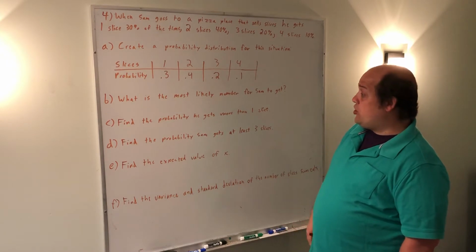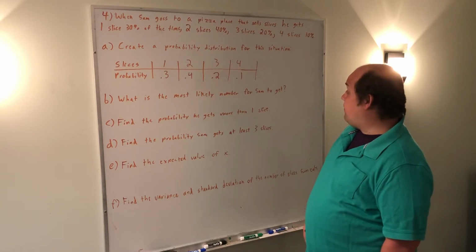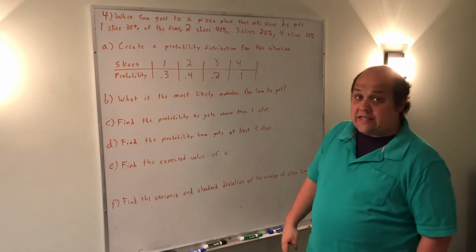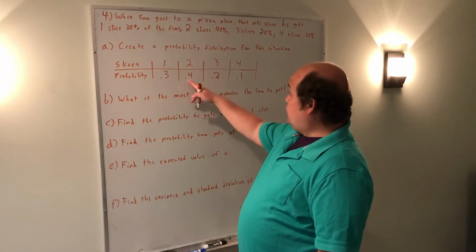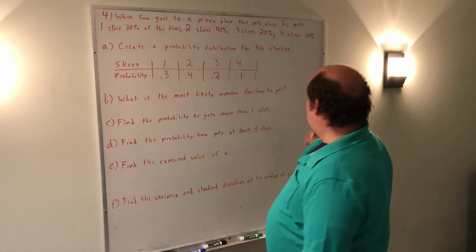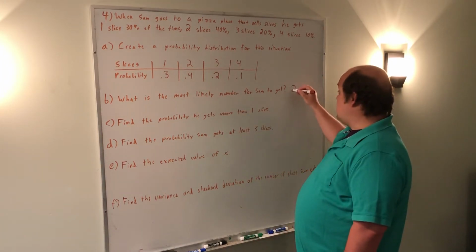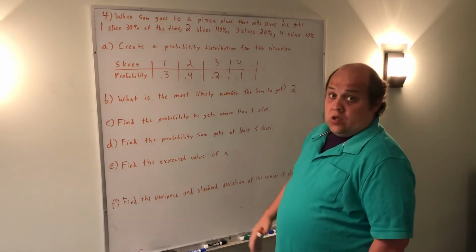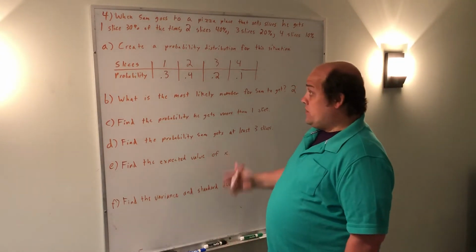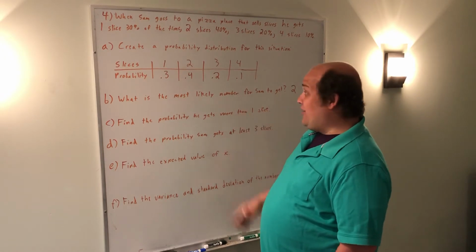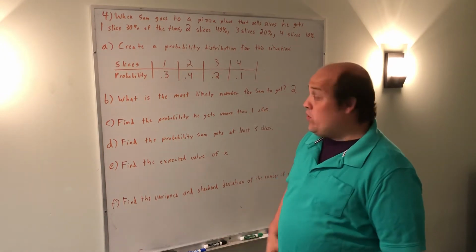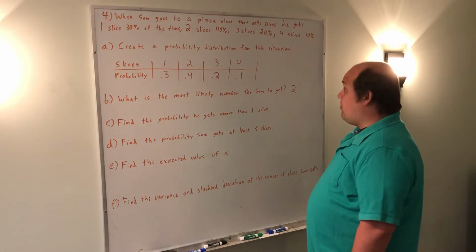When I'm asked a question like, what's the most likely number for Sam to get? Here all that's saying is which number of slices has the highest probability. Since 2 has probability 0.4, the most likely number for Sam to get is 2. Also, I could say that 2 is the mode of this distribution. So we don't really normally refer to things in terms of the mode here, but the most likely number is the mode.